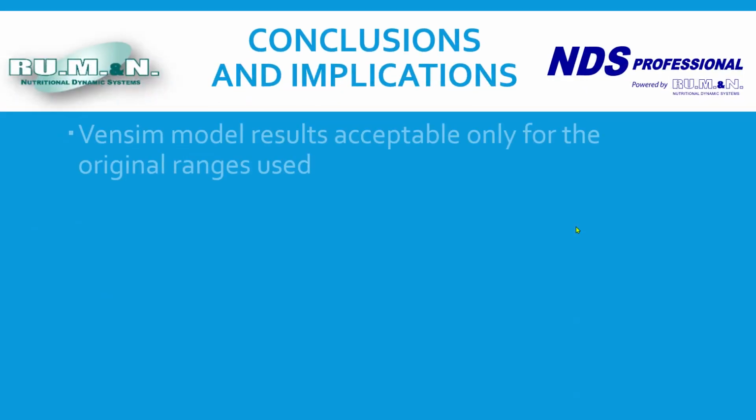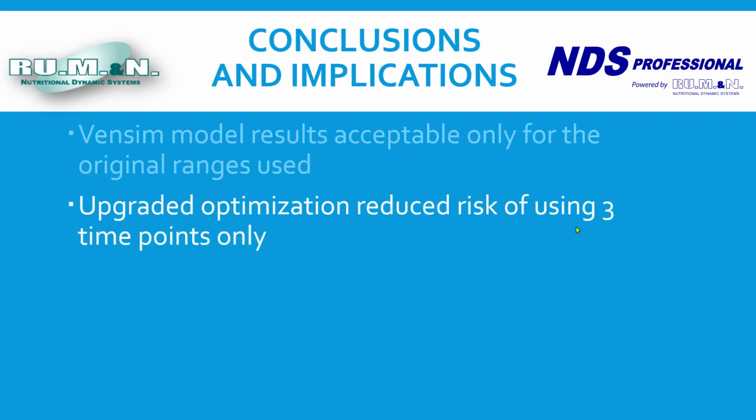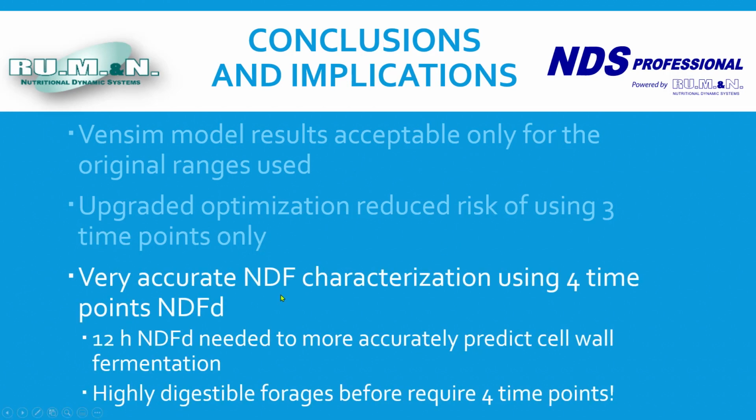So in conclusion, the Vensim model results are acceptable only for the original ranges used at the time that the Vensim model was developed. The upgraded optimization reduced the risk of using 3 time points only, and adding another time point, the 12 hours NDF digestibility, would increase drastically the accuracy of the model, especially for those highly digestible forages.